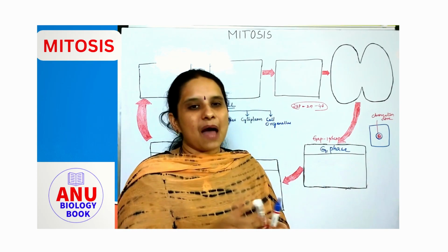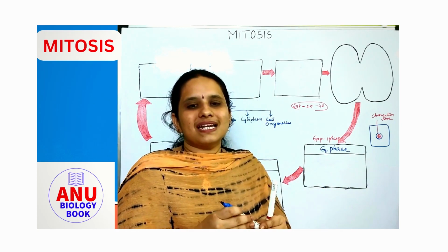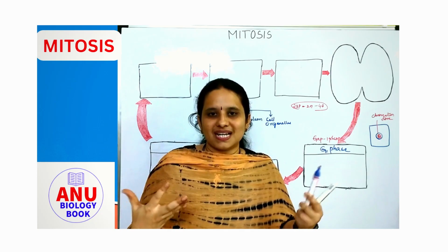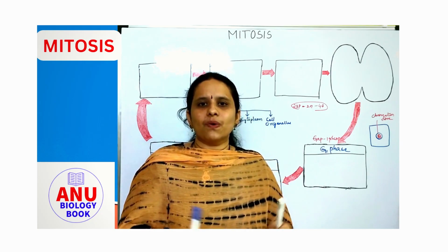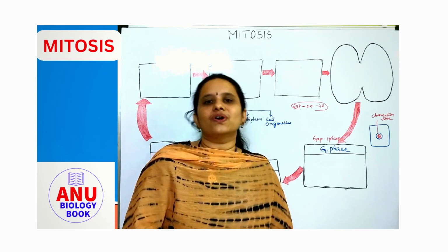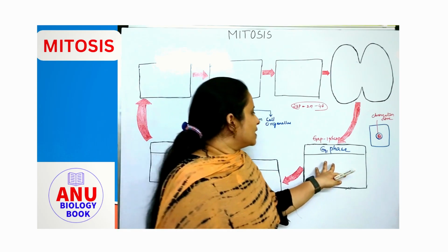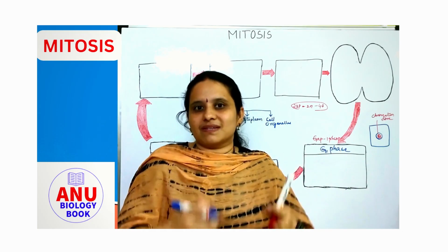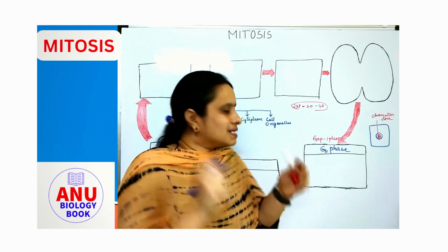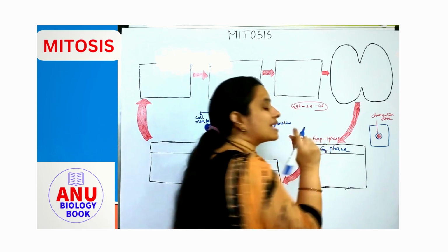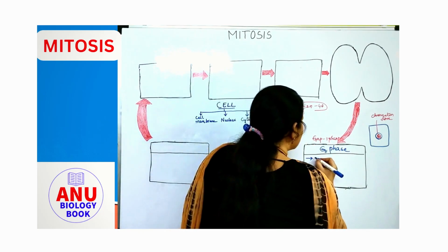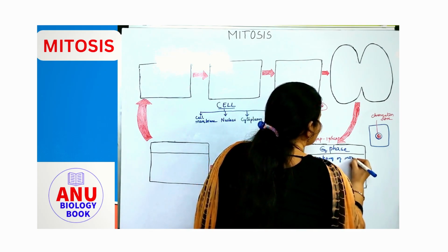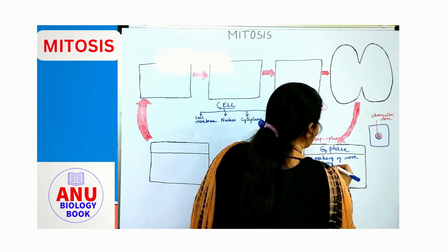The gap phase is when the cell is going to divide, so the cell has to be prepared for the mitotic division. For this, the cell needs to undergo some steps before going into the division, right? So in the G1 phase, in this gap phase, several important steps take place. Let us see. The first step in gap 1 phase is making more cell organelles.